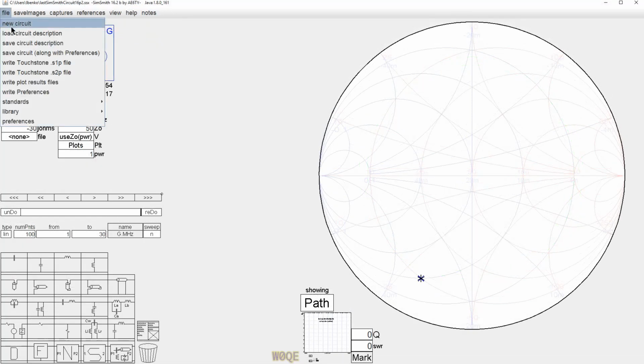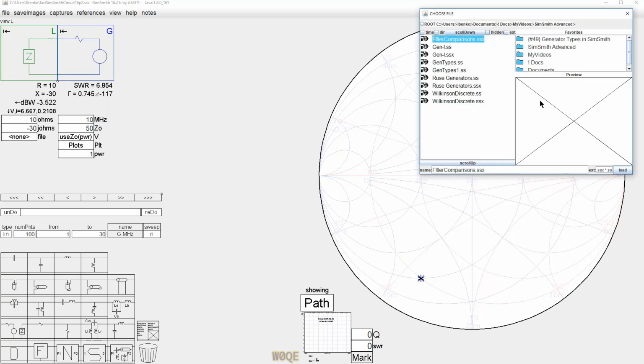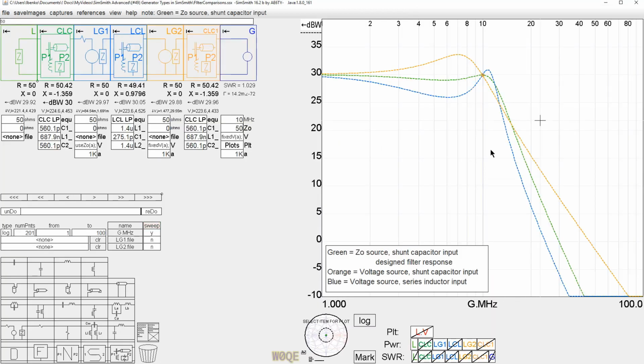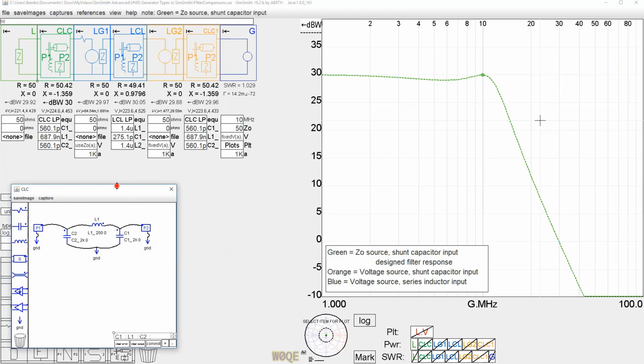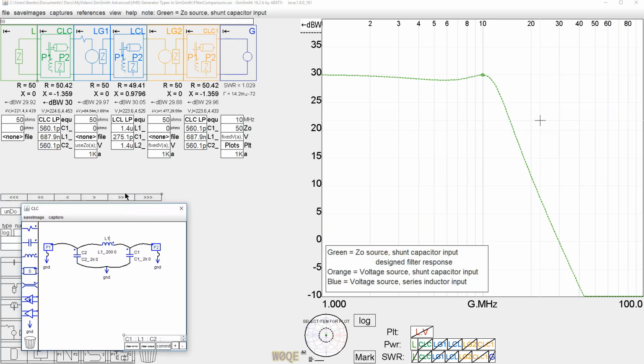Continuing on, let's load a circuit. It's got too much stuff enabled here right now. What I have here is a pi filter. Nothing terribly special about it. And I have two load generator blocks and a real generator. So this generator drives this load, this generator drives this load, and this generator drives this load, and I can have three outputs that I can compare to each other.